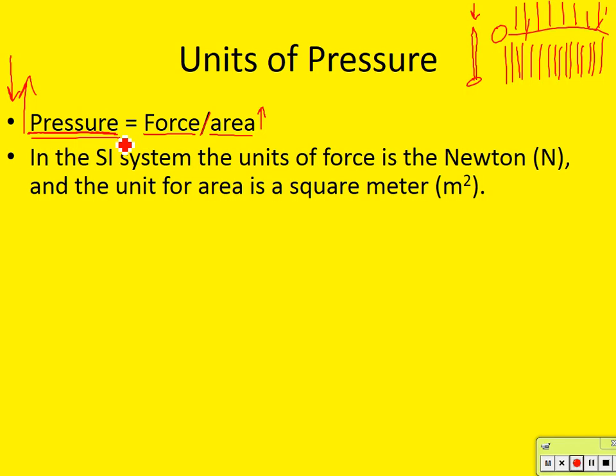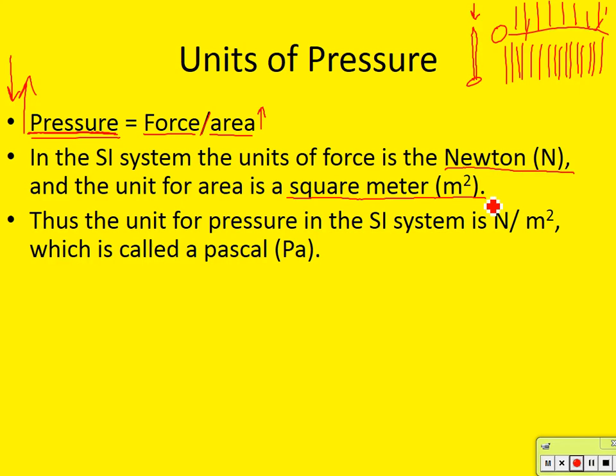In the SI system, the unit of force is a Newton, which is abbreviated capital N. You guys taking physics? Nope. Anyone in here? Not next year. In physics, you're going to learn about this a lot. The unit of force is called the Newton, in honor of Isaac Newton. And the unit for area is a square meter. We know how to find the area of something: length times width, right? So it's meters squared.